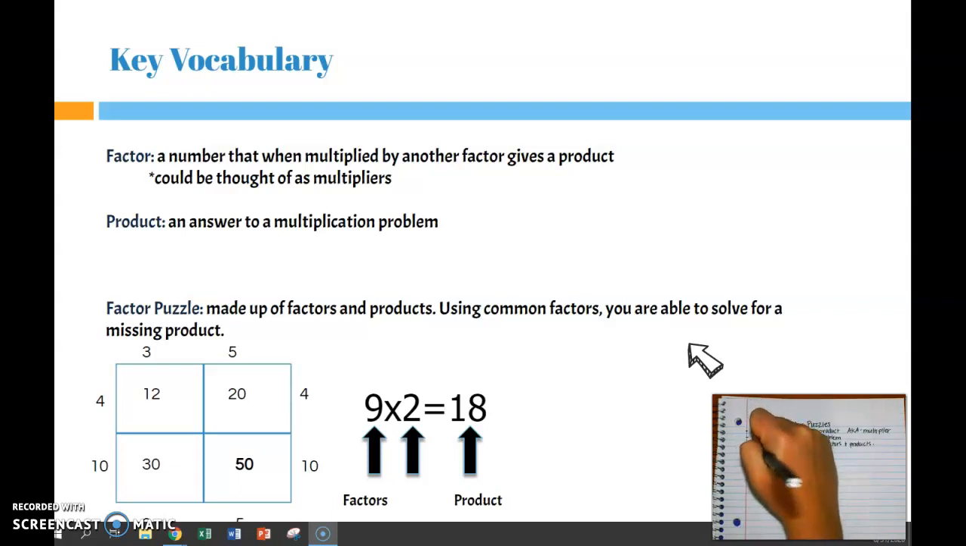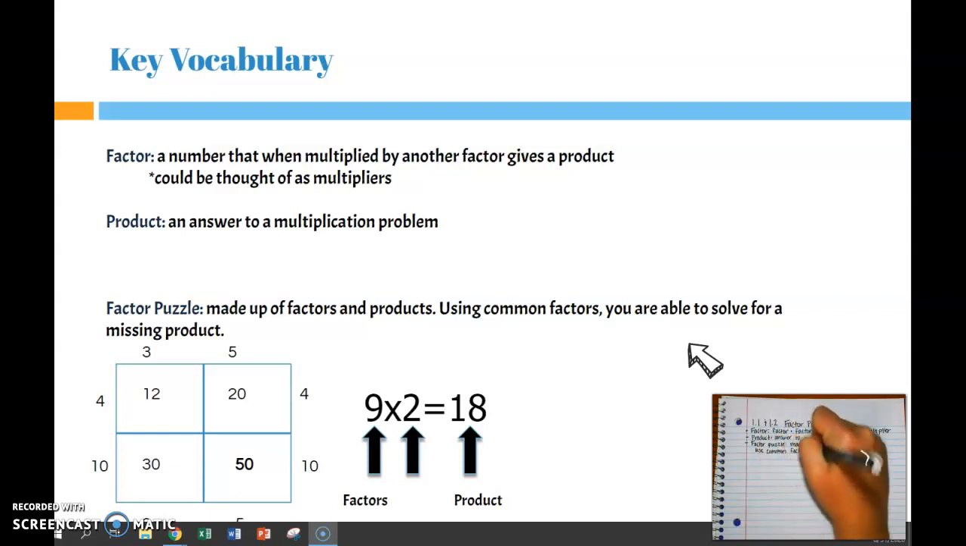You use common factors to find a missing product. You're probably going, what in the world? We're going to practice doing this and we'll continue to practice throughout this unit. You do not need to copy down the factor puzzle example unless you want to.